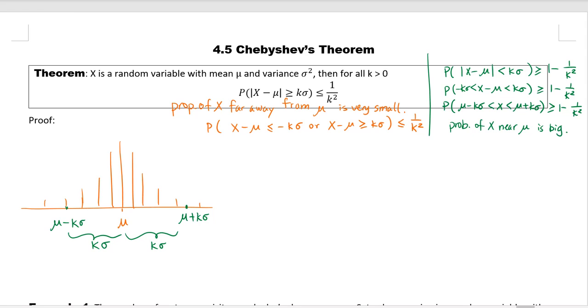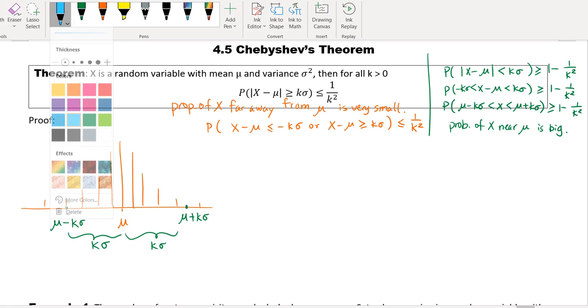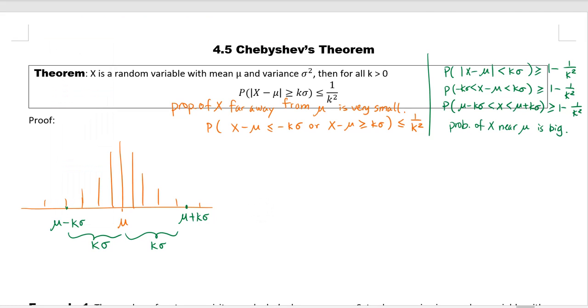What is the proof? Let me show you the proof right here. The good thing about Chebyshev's theorem is that we don't know what the random variable is. It could be a binomial distribution, or geometric distribution, or hypergeometric distribution. It could be any random variable. We don't need to know which distribution it is, but we can still have a bound for the probability. So, the proof.